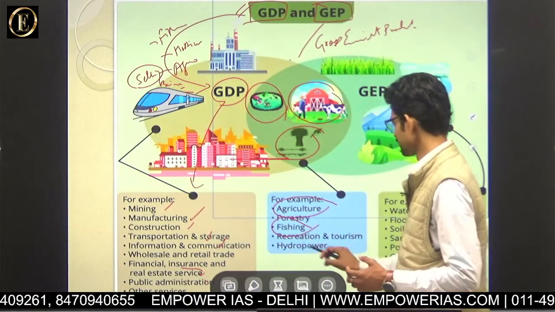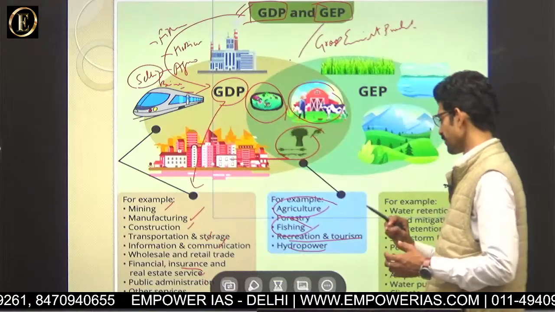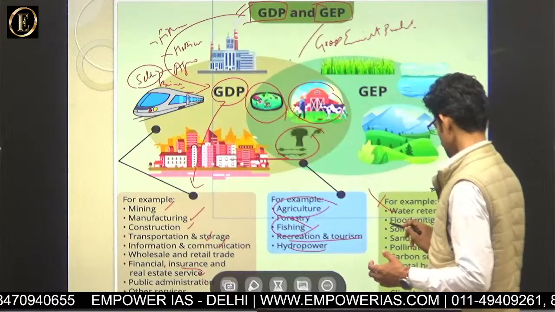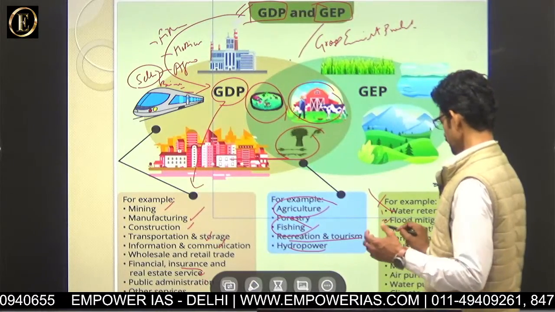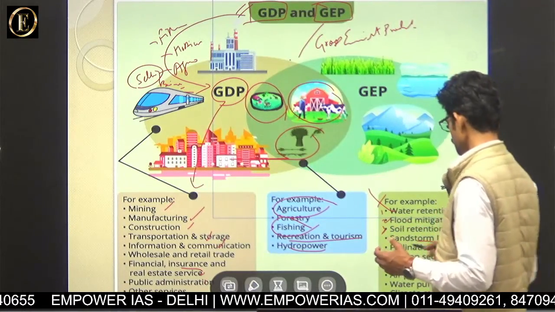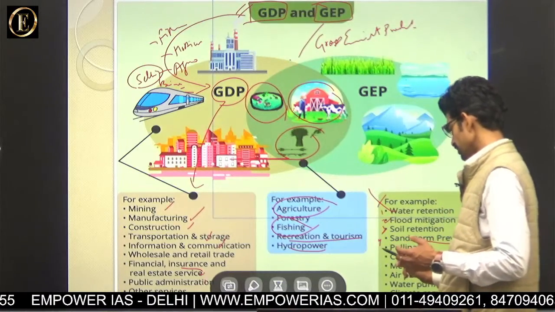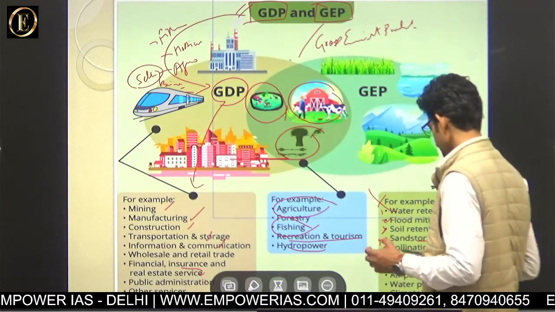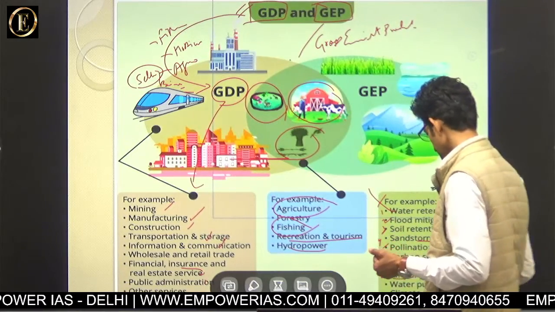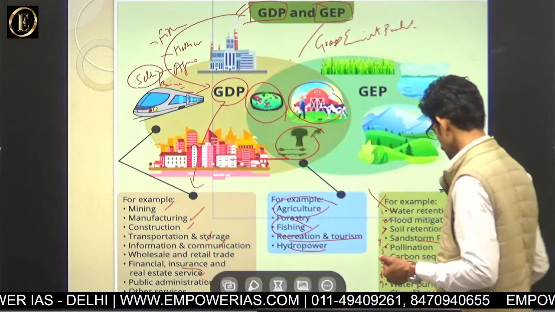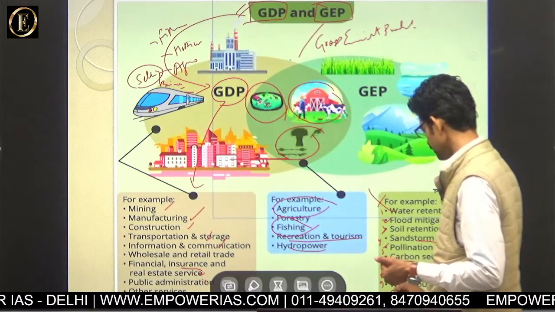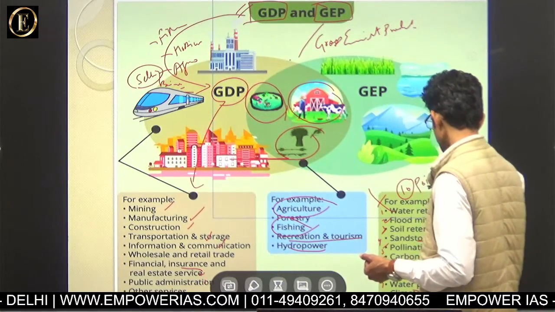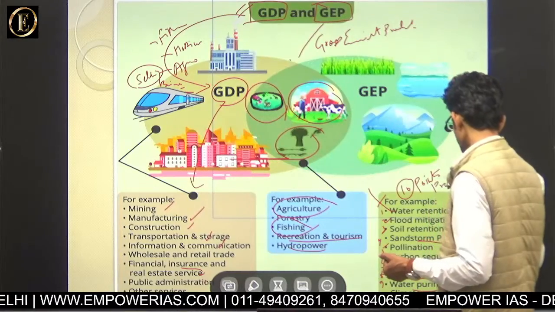forestry, fishing, recreation, tourism and hydropower, and also water retention improves, flood mitigation improves, soil retention is improved, sandstone preservation is improved, pollination is improved, carbon sequestration improves, mental health improves, and air purification also goes, then water purification also, and the climate regulation. So remember these 10 points from your prelims point of view. Very important, friends.